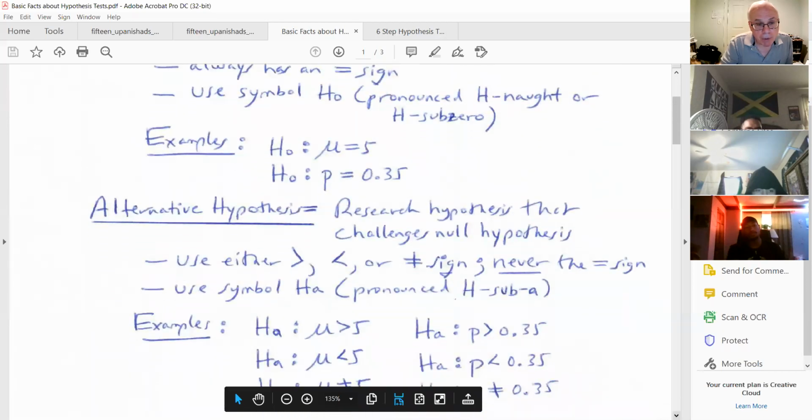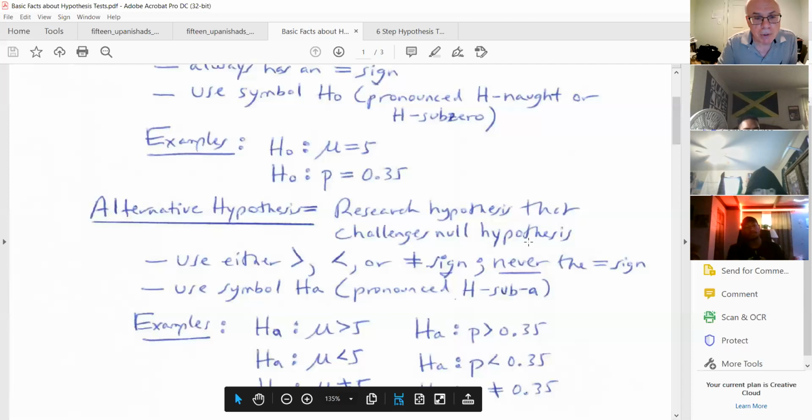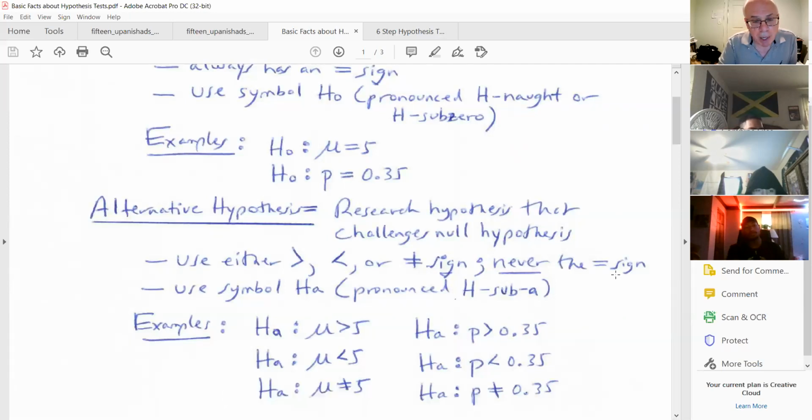The alternative hypothesis is the other hypothesis. It's competing with the null hypothesis. Typically, it's the researcher's hypothesis that challenges the null hypothesis. You never use an equal sign in the alternative hypothesis. We either use greater than, less than, or not equal to, depending on the problem. The words in the problem will state which one of these three we will use. It's usually pretty clear in the problem.